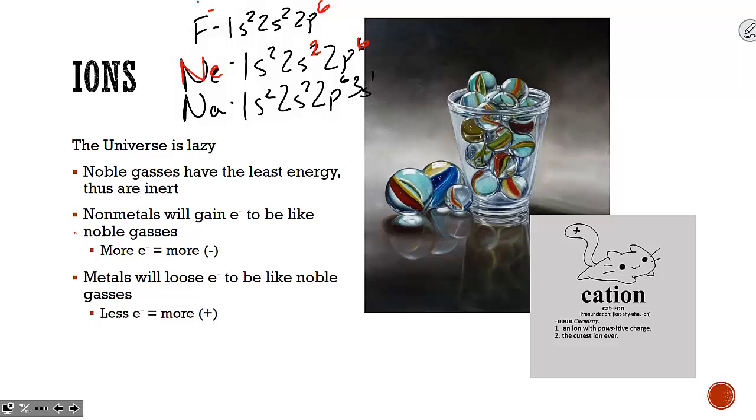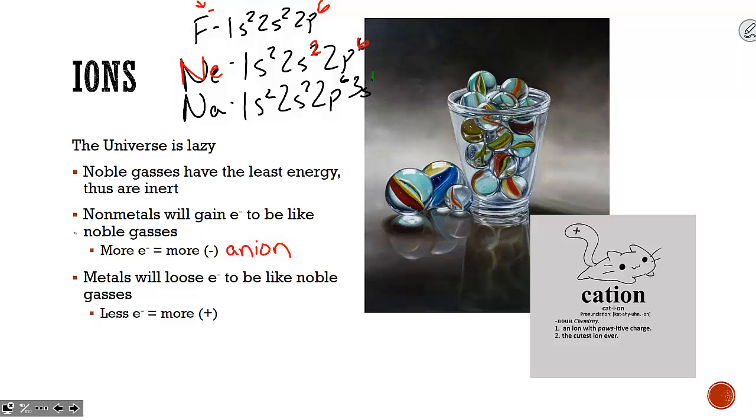We symbolize that it has picked up an electron by saying it has a negative charge. When you gain electrons, you become more negative. These are known as anions. Anions are negative. Generally speaking, nonmetals such as fluorine gain electrons and become more negative. They make anions. Metals, on the other hand, have too many electrons.